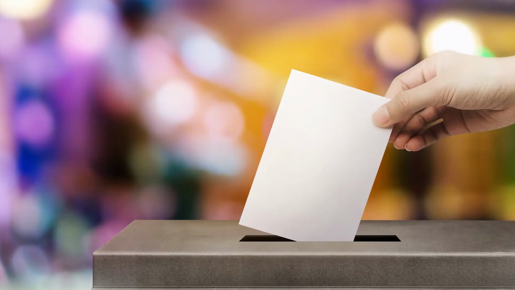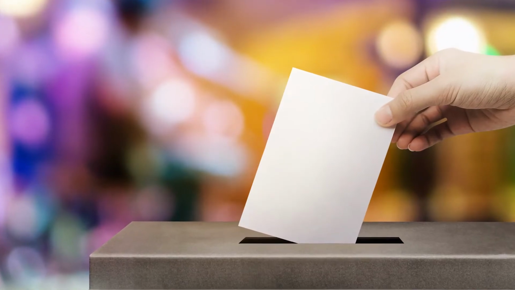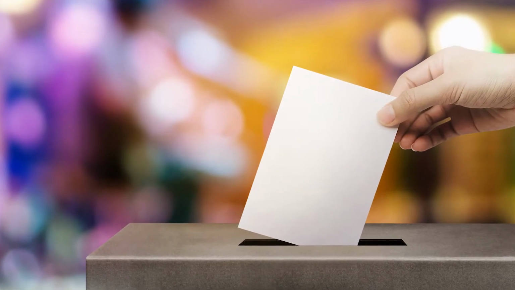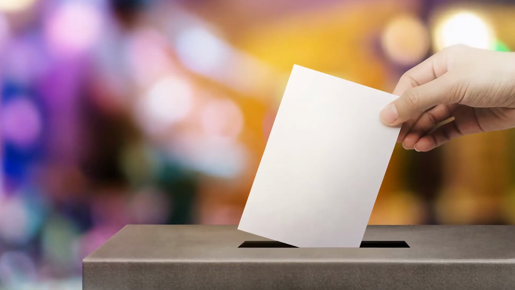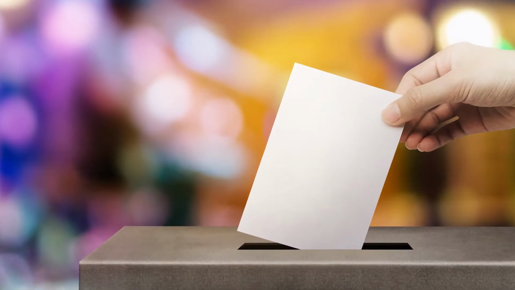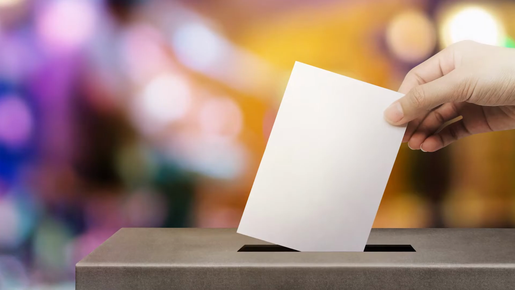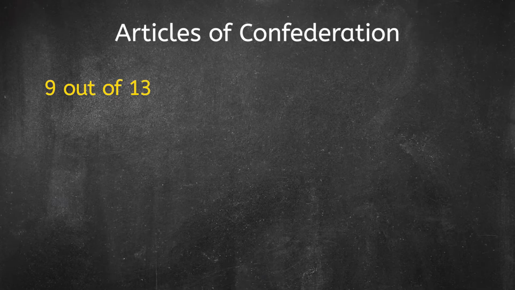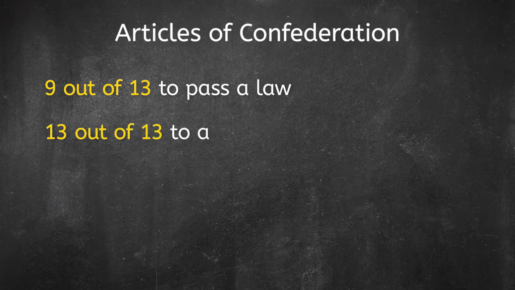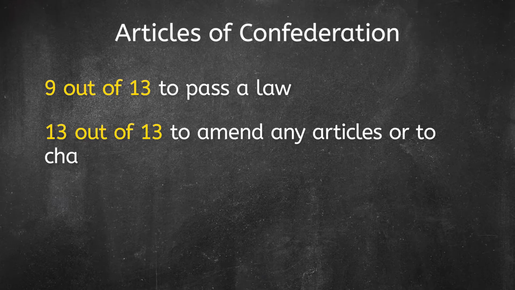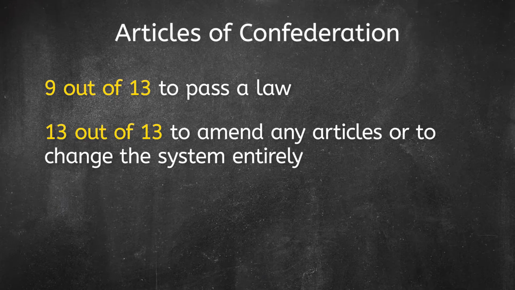Once the basis of this system was constructed, each state was given one vote for passing or denying laws, and these votes were cast by delegates who had been selected through their home state's legislatures. It would take 9 out of the 13 votes to pass any given law, and the body would have to vote unanimously, with all 13 states voting in favor to amend any articles or to change the system entirely.